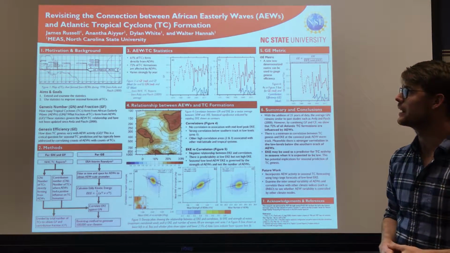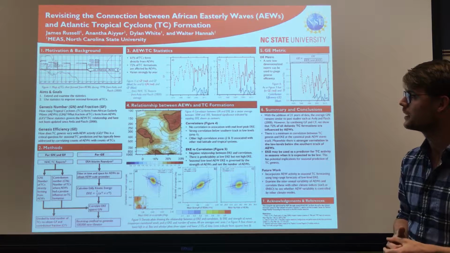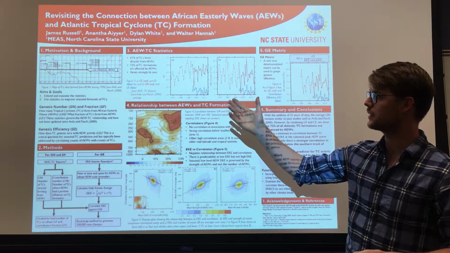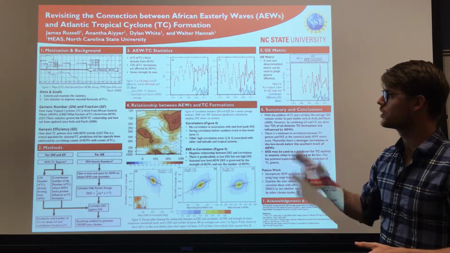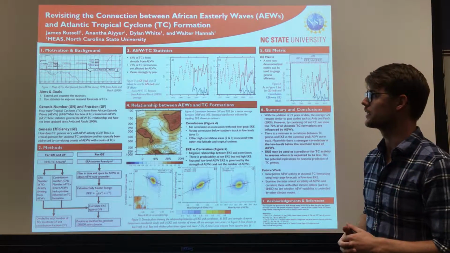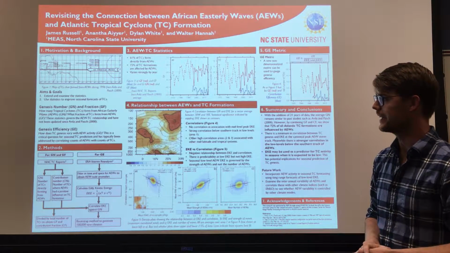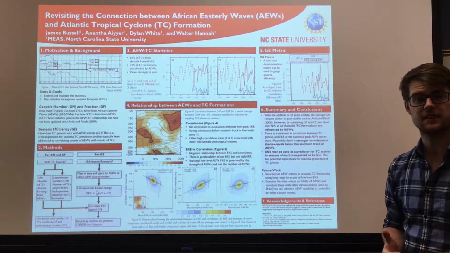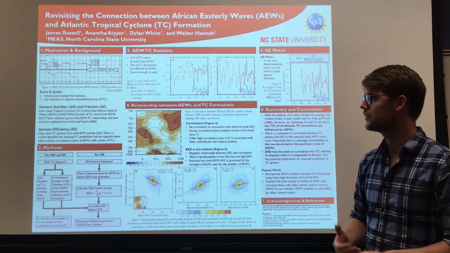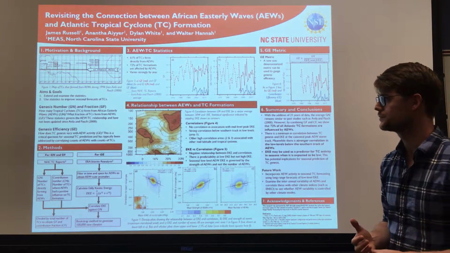I'm going to be talking to you today about African easterly waves and tropical cyclones and the relationship between them. African easterly waves are synoptic scale disturbances that move across Africa and then over the Atlantic, where they're typically thought of as the main tropical cyclone precursor. Our aims and goals today are to extend and examine the statistics relating these two, and then to use these statistics to improve tropical cyclone formation forecasts on a seasonal basis.